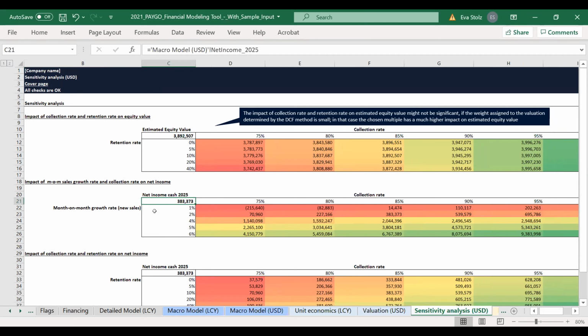And then you can see how this changes based on a changing month-on-month growth rate and based on the collection rate. What it tells you is that if your month-on-month growth rate is 1% and your collection rate is 75%, then your net income in 2025 will still be negative. However, if you have a higher month-on-month growth rate, say 4% here, and a collection rate of 85%, then your net income in 2025 will be around 2 million. So this is basically to show some sensitivities on some of the key variables. So this is the main analysis that we included in the main model.